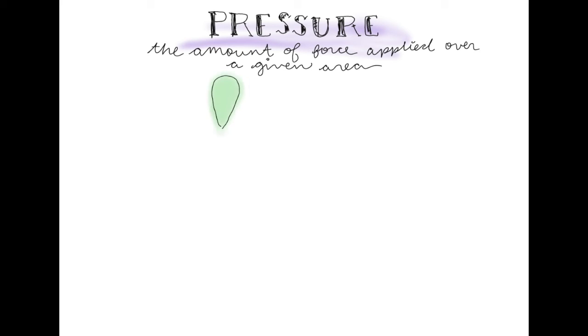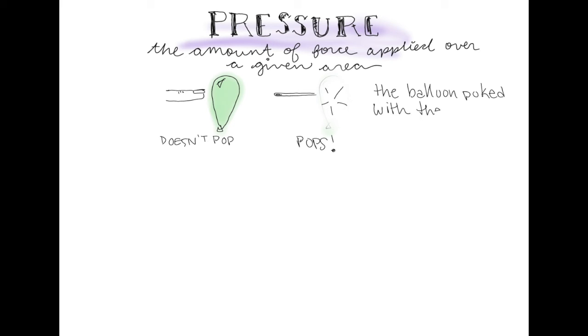This is why when you poke a balloon with your finger, the balloon is perfectly fine. But if you poke that balloon with a needle, it pops. The tip of the needle has a much smaller surface area than the tip of your finger. So all of that force is concentrated over a much smaller area, driving that pressure to be much, much higher.